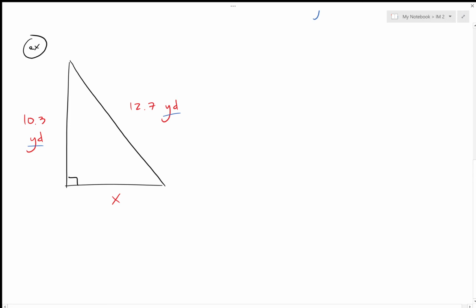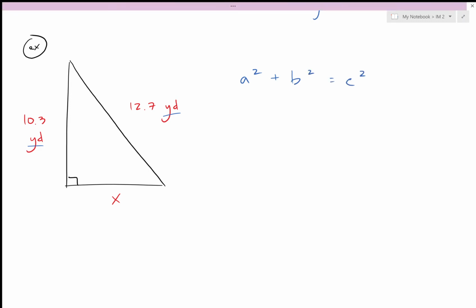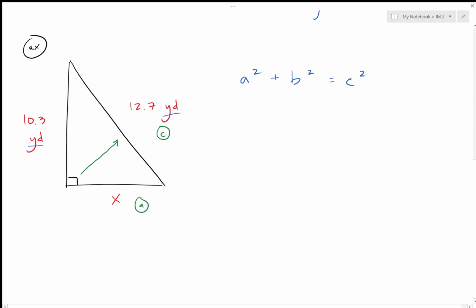We've got a right triangle, we've got two sides, we've got a missing side. Let's go a squared plus b squared equals c squared. The most important side is C, that is the hypotenuse. And in this case, the hypotenuse across from the right angle is the 12.7. A and B, it doesn't really matter what you call them. I'm going to go A over here and B over here. So let's plug them in.